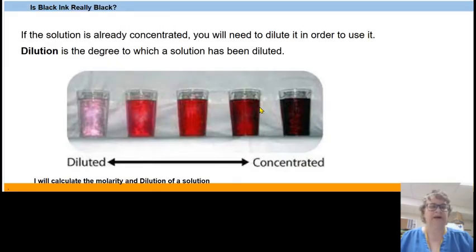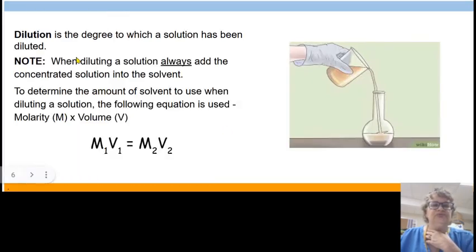All right. If the solution is already concentrated and you need to dilute it, dilution is the degree to which a solution has been diluted. So dilution is adding solvent, or decreasing the amount of solute. So again, dilution is the degree to which a solution has been diluted.